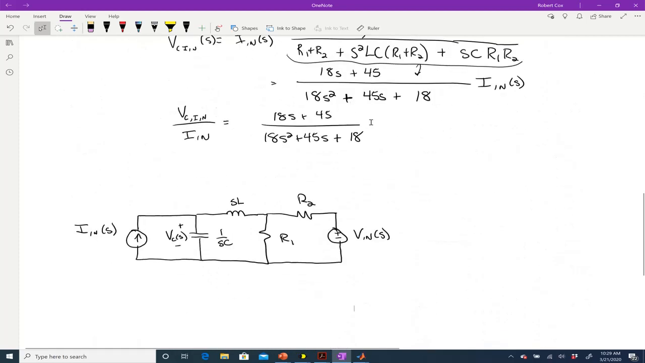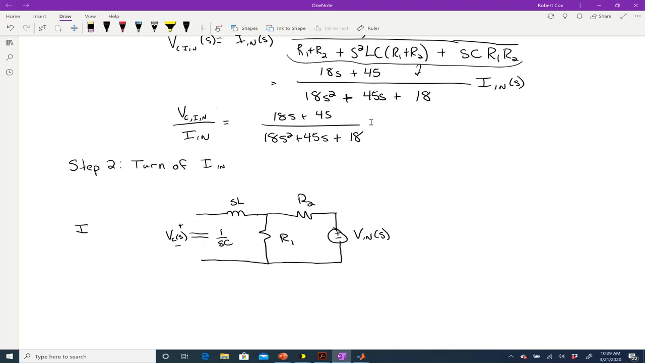Okay, so here's the circuit again. So step 2 is to turn off In. To do that, basically I just remove that part of the circuit. And instead of calling this V sub C of S, I'm going to call this V sub C Vin. Okay, like that.